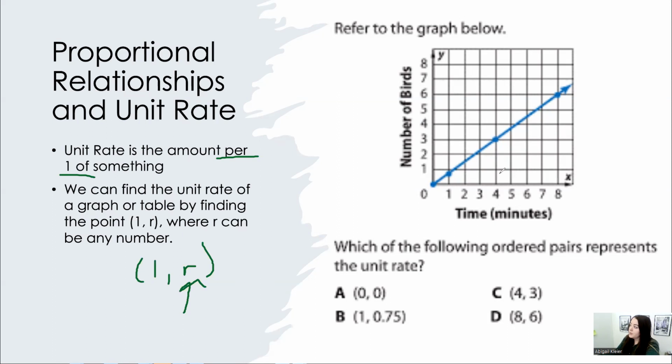In the graph example that's on the board, which of the following ordered pairs represents the unit rate? Well, really what we're looking for is the unit rate is what is the value of y when our x value is 1. So B would be the answer. We see there's a 1 in place of our x value, and that's really what we're looking for. Again, we want to find whenever x is 1, then what is the value of our y?